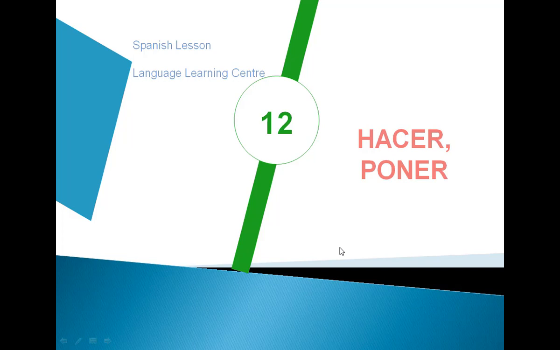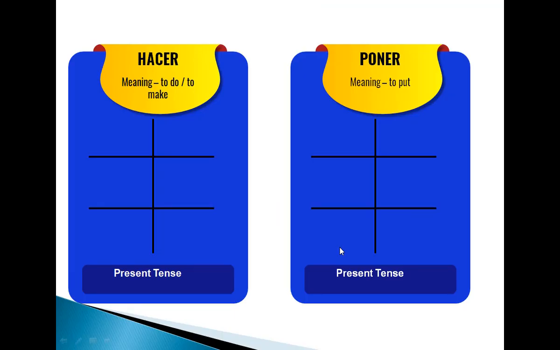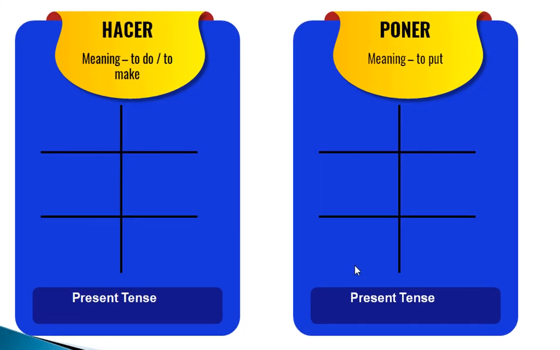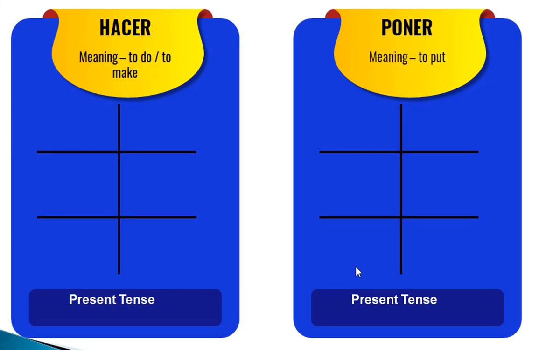Today we'll be talking about two verbs, hacer and poner. So hacer means to do or to make and poner means to put. These verbs have the endings o, es, a, emos, éis, en. But what makes hacer and poner so special?